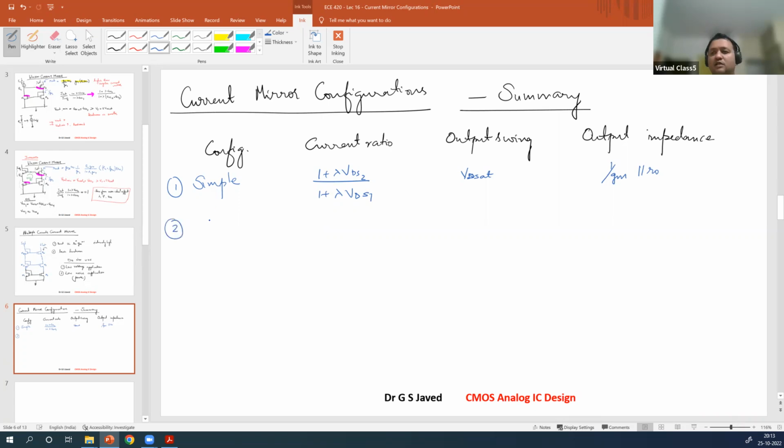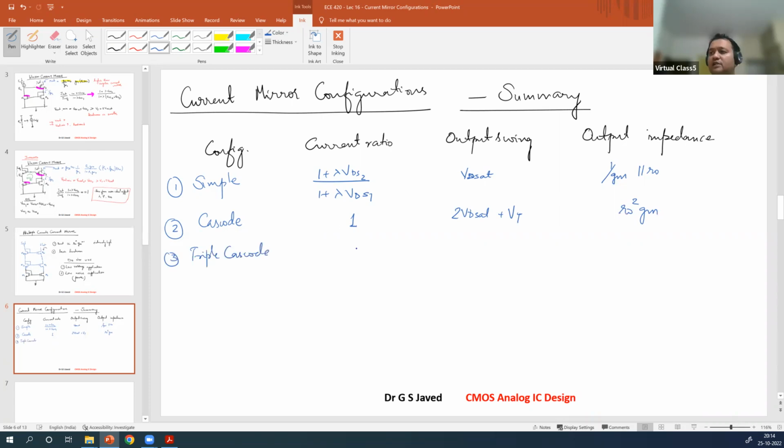Second one is cascode. So what is it with cascode? Cascode will have VDS2 approximately equal to VDS1, so the ratio is 1. Output swing is 2 VD sat plus VT. And your cascode value is R squared over gm. Third, triple cascode.